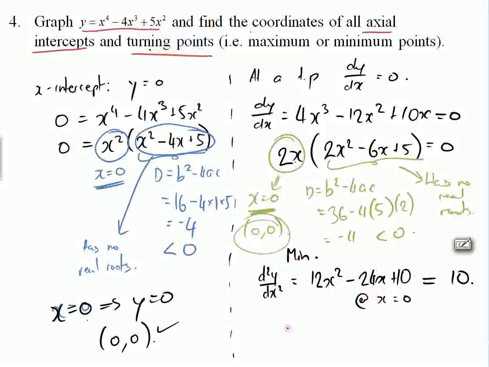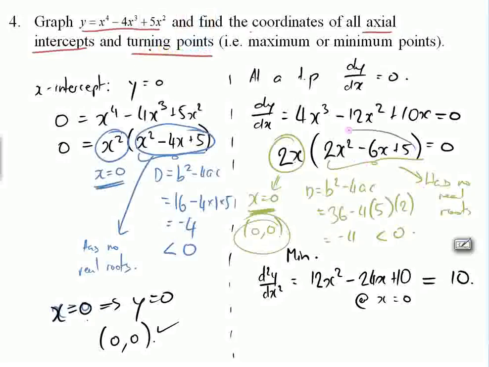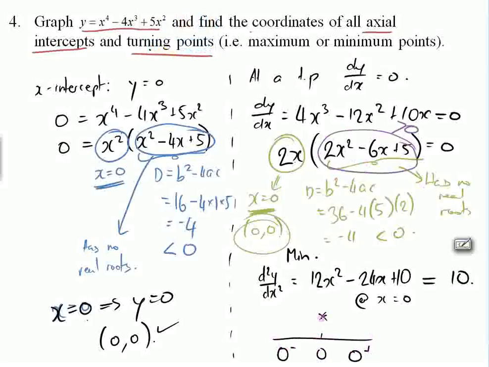The other way to do this is, of course, the first derivative test. Since this has no real roots, this thing here is going to be strictly greater than 0, no matter what x value I put in. So, if I have my point here, this is 0, and I look at 0 minus and 0 plus, and I've put my point up here somewhere, so this is my point 0, 0.